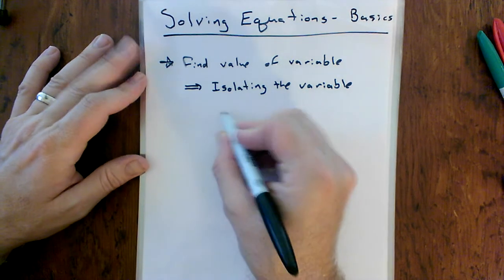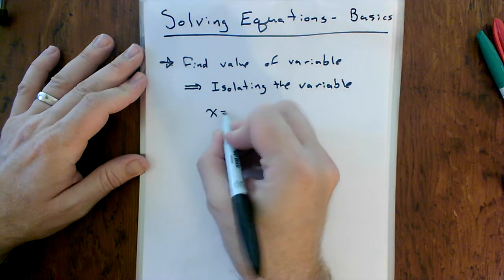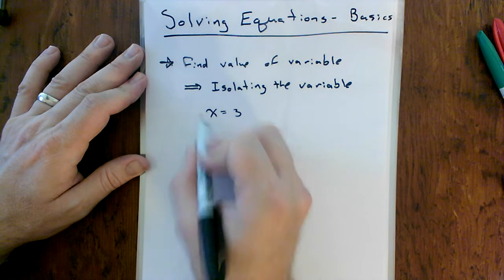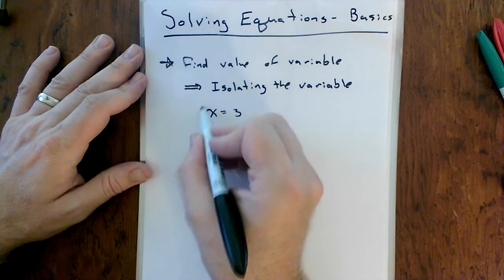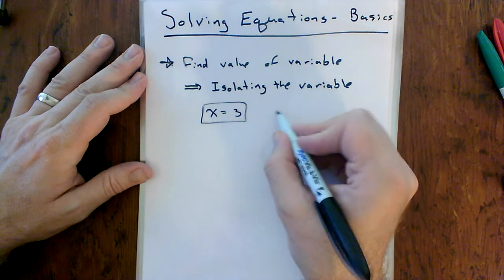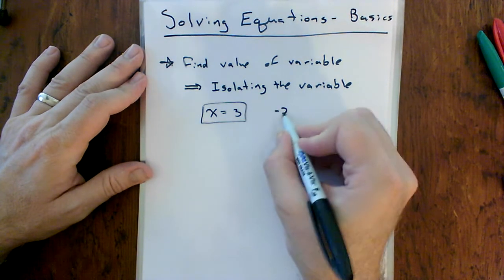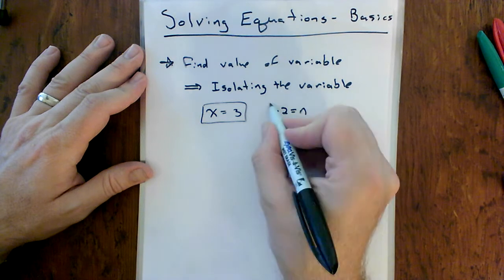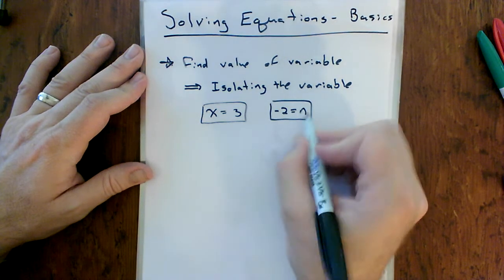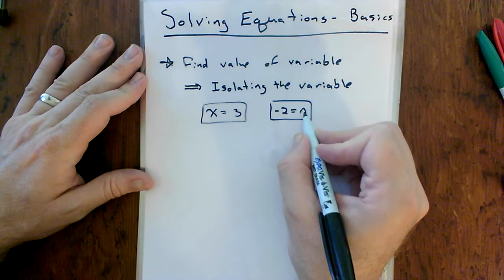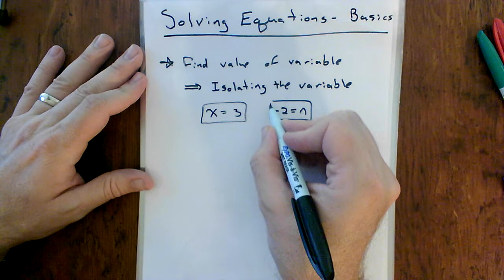So this is something like saying, oh, this is like x equals 3. X here is isolated. Or I could say, oh, well, -2 is equal to n. Here, my variable is isolated. It's all by itself on one side of the equation.